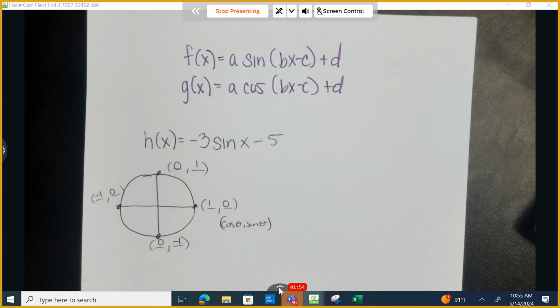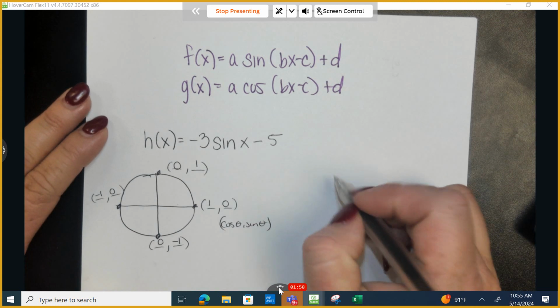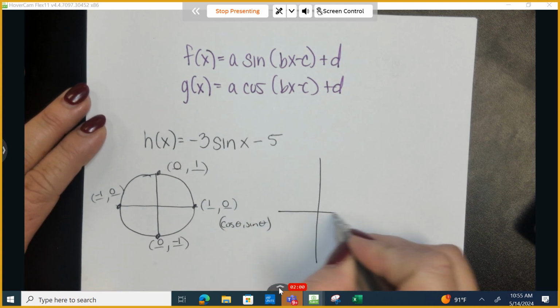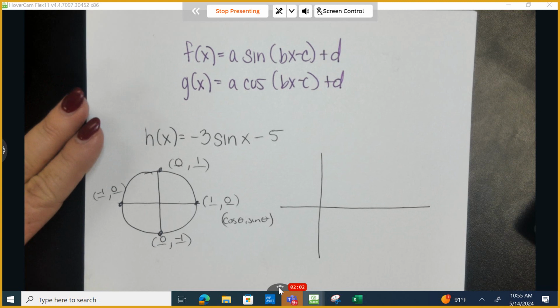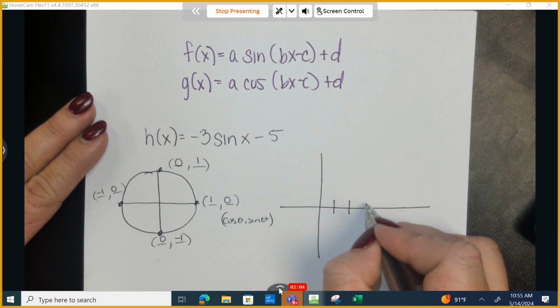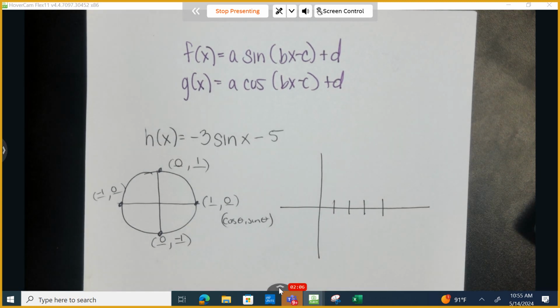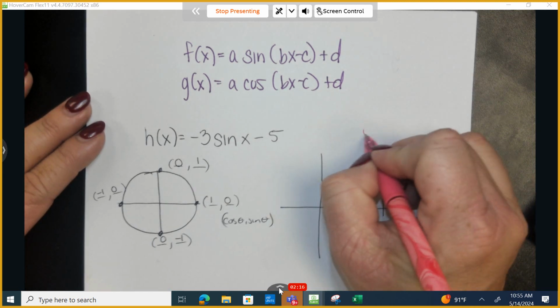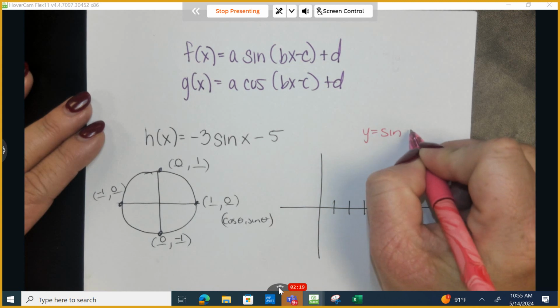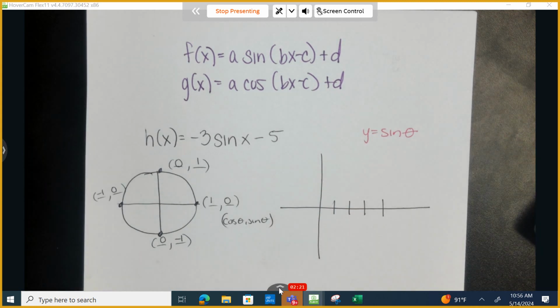So let's do a quick review of sine and cosine on the same graph before I attempt to graph this one. Both sine and cosine have 4 steps, so 1, 2, 3, 4. So one cycle can be shown in 4 steps. I'm going to use 2 different colors, and hopefully they will show up. I'm going to start here with doing the sine function. So I'm going to write y equals the sine of theta, or sine of x.